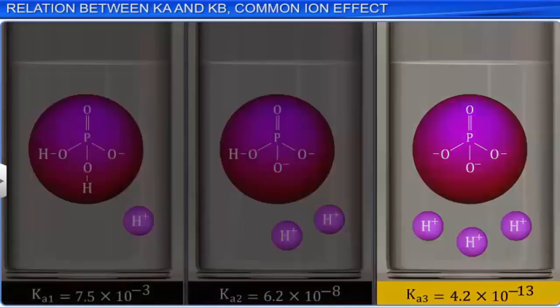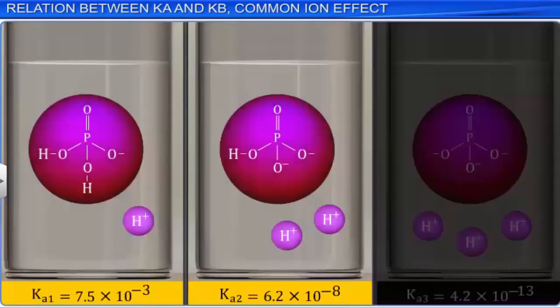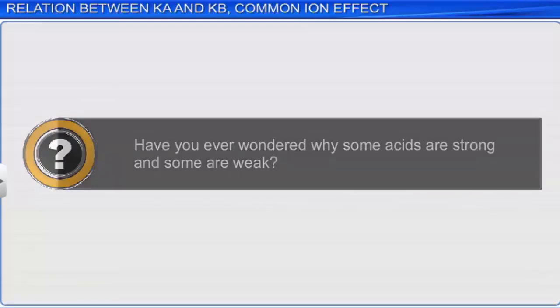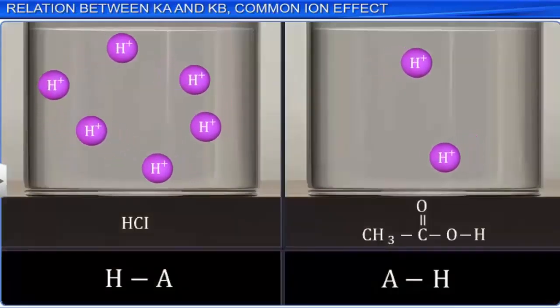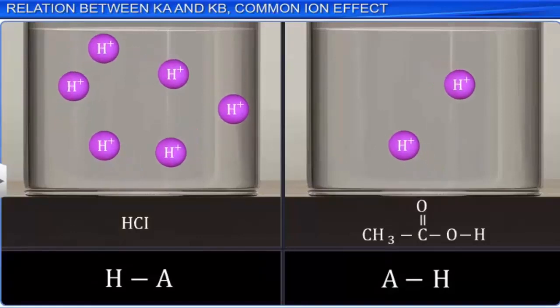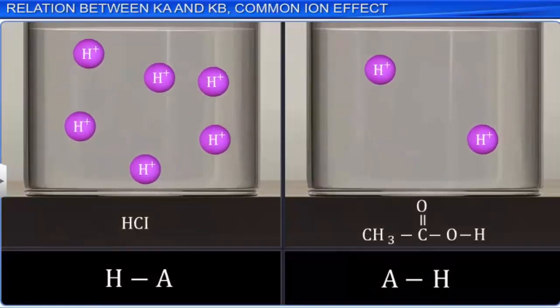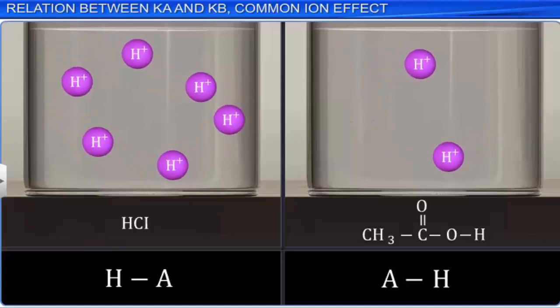Have you ever wondered why some acids are strong and some are weak? The extent of the dissociation of an acid or the strength of an acid depends on the strength and polarity of the HA bond. In general, the weaker the HA bond, the less is the energy required to break the bond and the stronger is the acid.